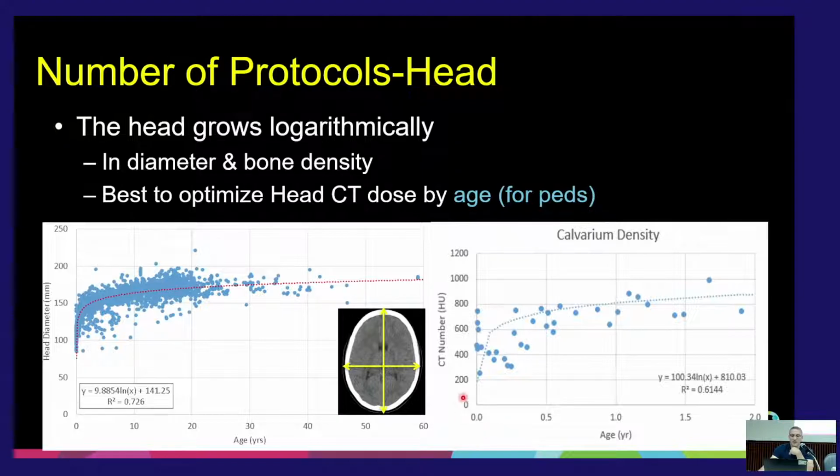And when you look at the density, if you measured the Hounsfield units of the skull as a function of age, I didn't sample more than 30 or 40 patients because I didn't have a lot of time, but you can see that it still largely follows that logarithmic relationship. So the head grows bigger logarithmically, and the skull gets denser logarithmically.